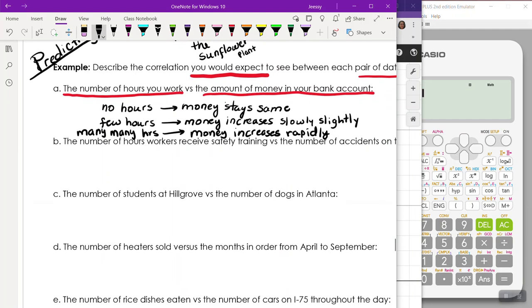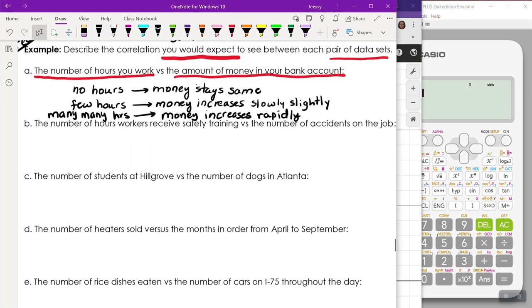All right, so reading the next one: the number of hours that your workers receive safety training, and the number of accidents on the job. So let's talk about the number of hours that your workers receive safety training. What if you give them no hours of safety training? Well, once again, we're not predicting the result of money. We're predicting the number of hours that your workers get safety training and what will happen to the number of accidents on the job.